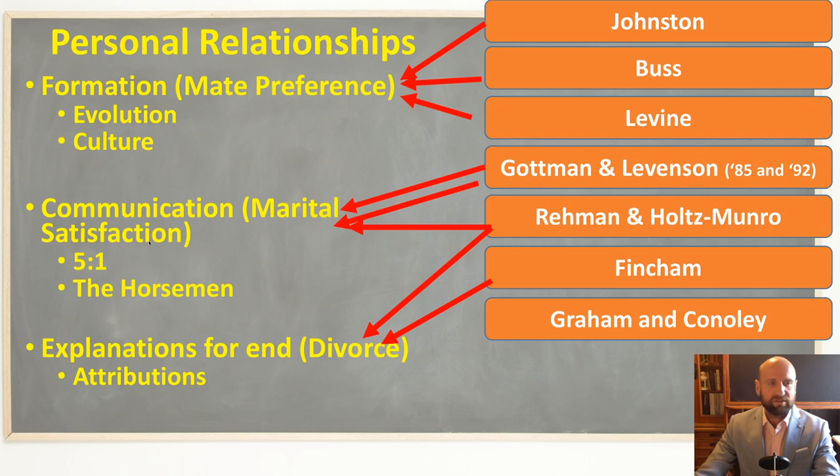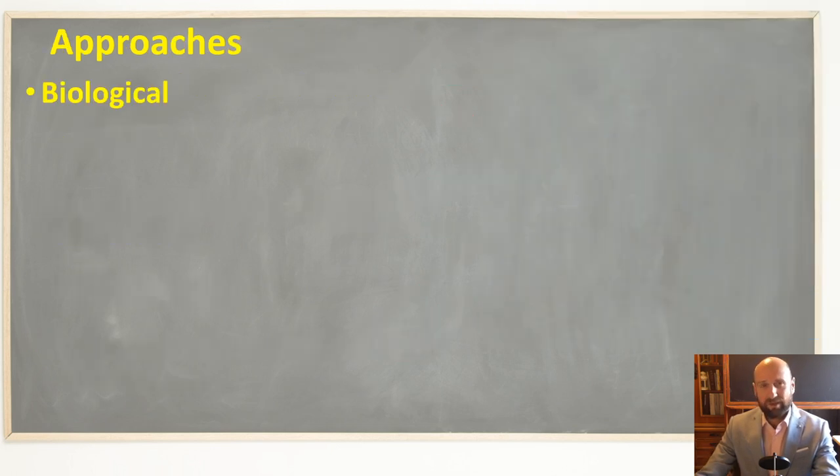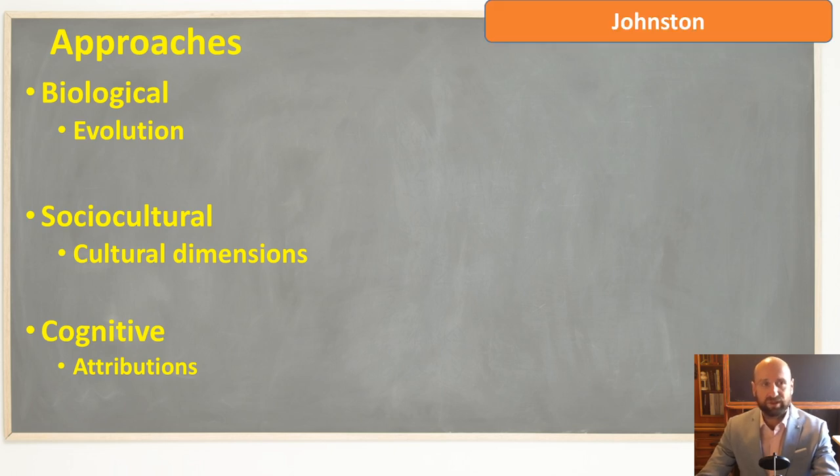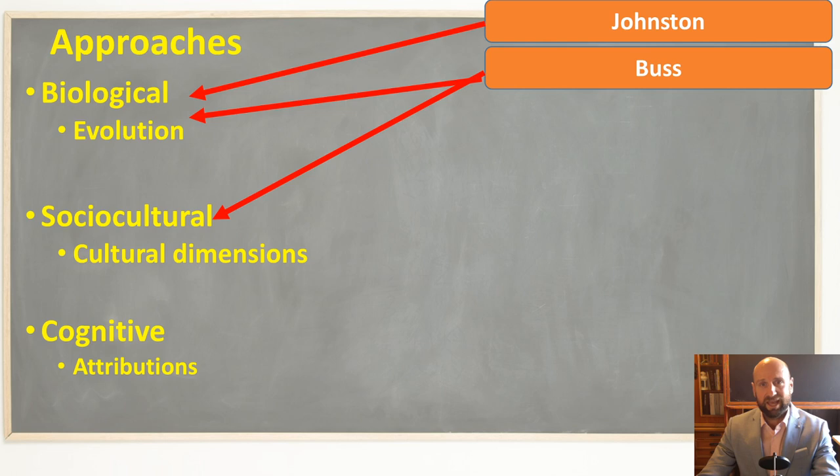This is how we can cover the topics and the content. Now we have to think carefully about the 3 approaches: biological, cognitive, and socio-cultural. So the biological factor here I would recommend focusing on is evolution. We want to give an evolutionary explanation for personal relationships, and really specifically, for the formation of personal relationships. And that's where we can use Buss's cross-cultural study.